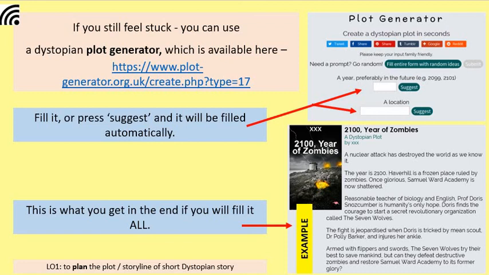Or alternatively, and I know this week I'm not going to get any email saying, Miss, I can't think of any ideas, because there are some ideas here. There is a dystopian plot generator, which my lovely colleague Mrs. V has discovered. So thank you very much for this. I'm going to put this onto Teams so you can just click on the link. Essentially you press suggest, and it will be filled automatically.